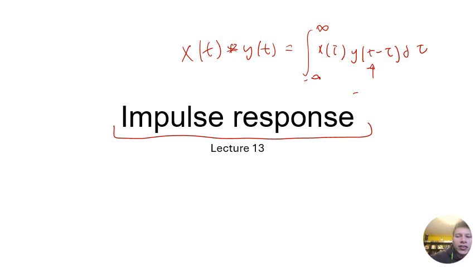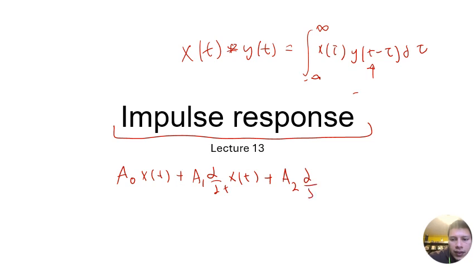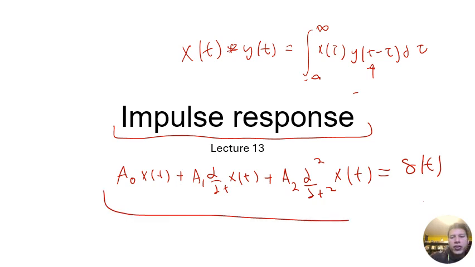In this class, we're going to introduce the impulse response, or h of t, which is a very special kind of function. It's a function that actually solves a differential equation. Remember a differential equation of the form a0 x of t plus a1 d dt of x of t plus a2 d dt squared x of t equals a delta function. Whenever we solve a differential equation of this form, we call the solution h of t. So I'm not even going to write x of t here, I'm going to write h of t, or the impulse response.